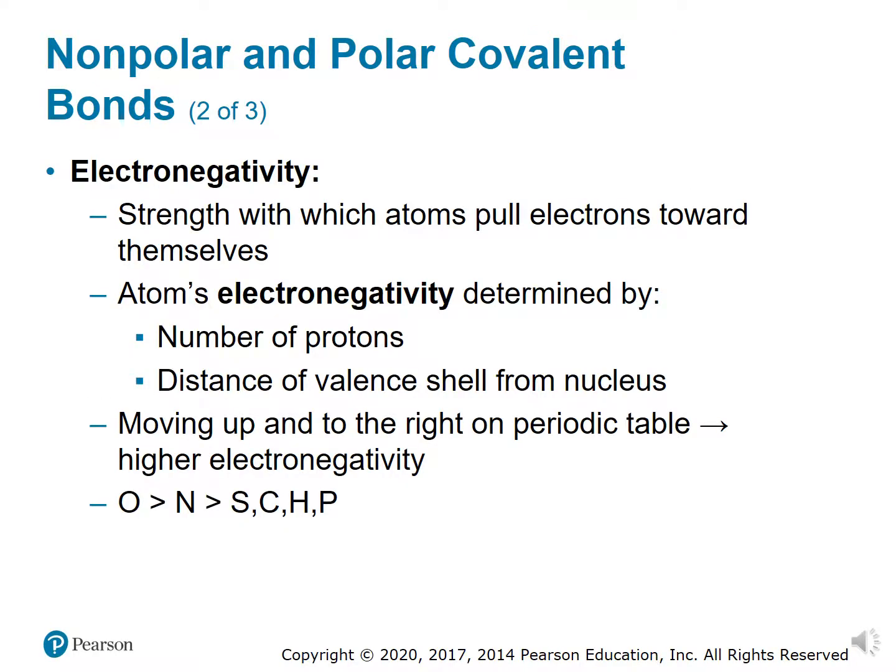What do we mean by electronegativity? Electronegativity is the strength with which atoms pull electrons towards themselves. Electronegativity is determined by the number of protons, but in general, oxygen is very electronegative, followed by nitrogen. Sulfur, carbon, hydrogen, and phosphorus are not electronegative.